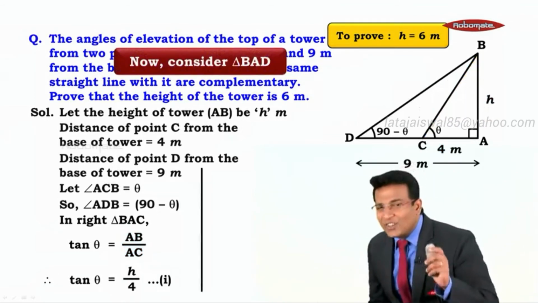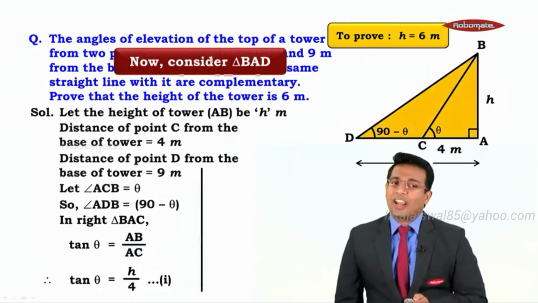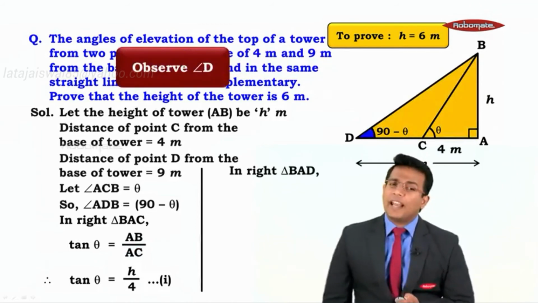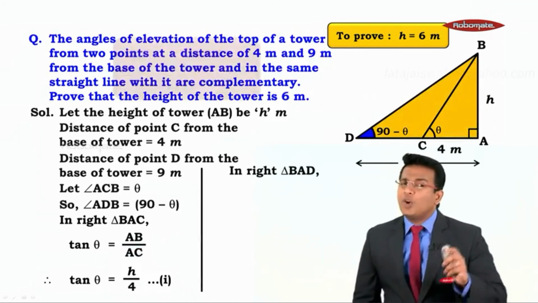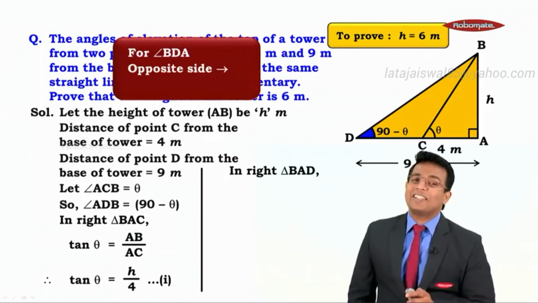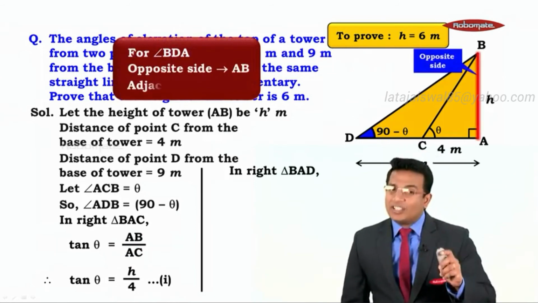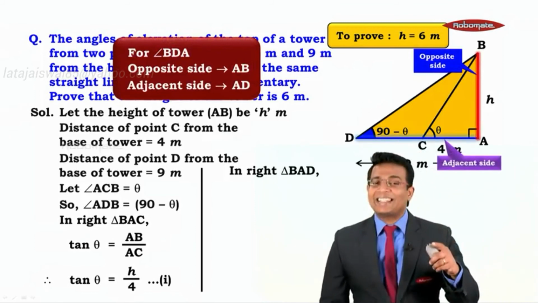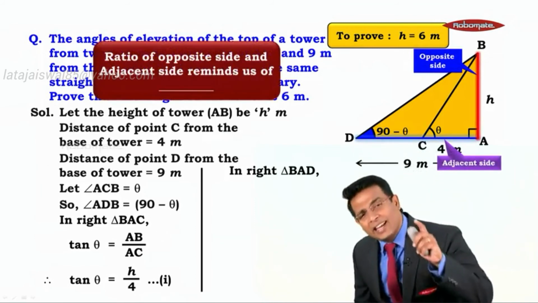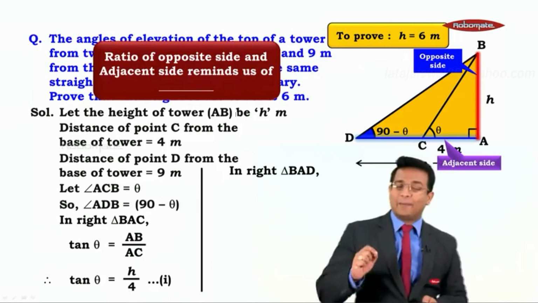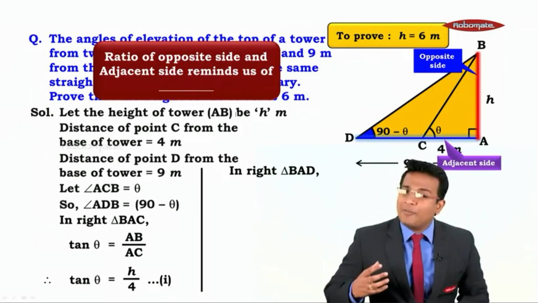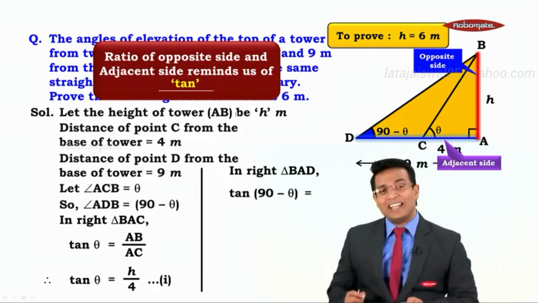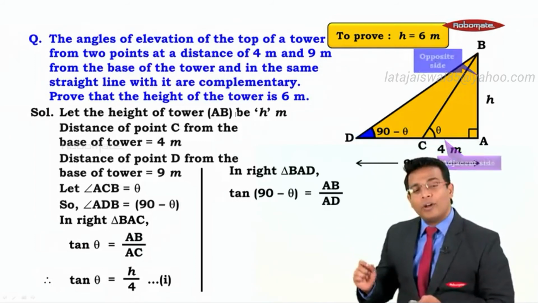Let's move into the next right angle triangle. What is that? It is triangle BAD. In this right angle triangle, observe that angle D. For that angle D, what is the opposite side? The opposite side is AB, and the adjacent side is AD. So when we look about opposite side and adjacent side, which ratio comes to your mind? Yes, the ratio which comes to your mind is tan. So we use tan again, but tan for which angle? Tan for 90 minus theta. So we write tan of 90 minus theta is equal to AB upon AD.